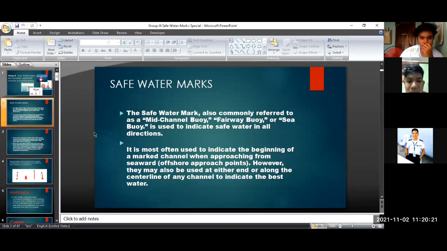So, safe watermarks. The safe watermark, also commonly referred to as a mid-channel buoy, fairway buoy, or sea buoy, is used to indicate safe water in all directions. It is also most often used to indicate the beginning of a marked channel when approaching from seaward, which is our offshore approach points. However, they may also be used at either end or along the center line of any channel to indicate the best water. So the safe watermark is used to indicate safe water in all directions.